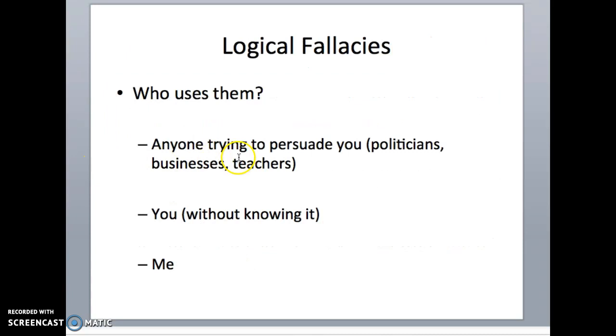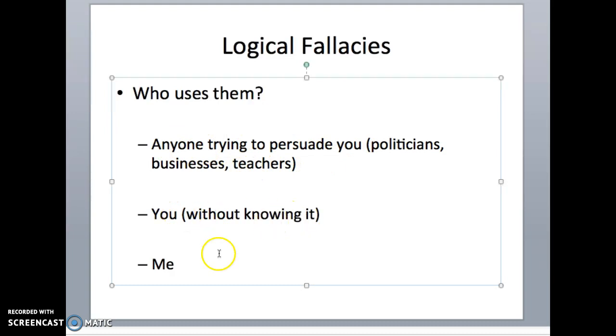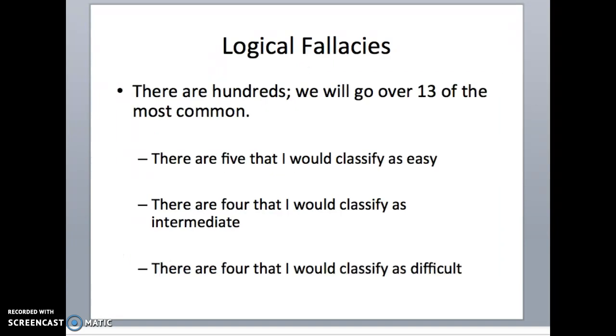Who uses them? Anyone, that's a generalization, but some people trying to persuade you will use them. You probably use them without knowing it, and I certainly use them, both on purpose and on accident. There are hundreds. I don't know if that's an overstatement. There are certainly a lot, though. We're going to go over 13 of the most common, and those will be in the next videos.